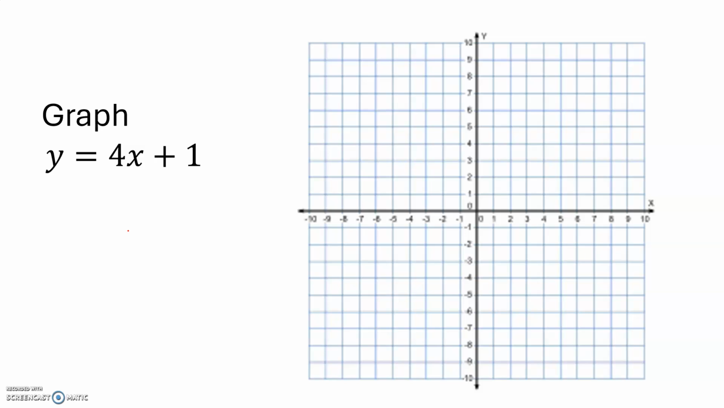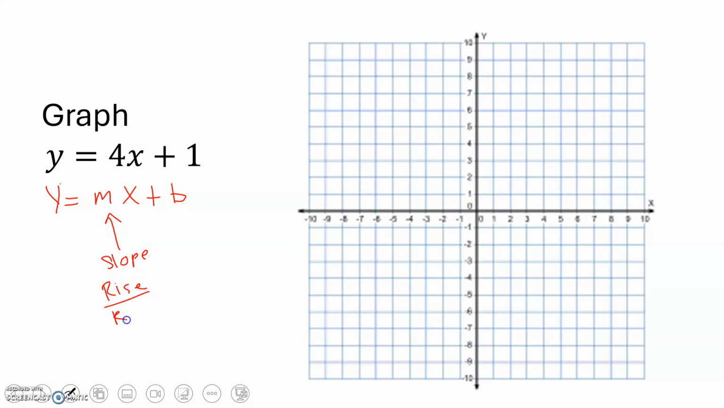If we recognize that all linear equations can be written in the form y equals mx plus b, where m is the slope, that is, rise over run, how the line moves, and that b is the y-intercept, where our line crosses on the y-axis, it saves us a lot of effort.